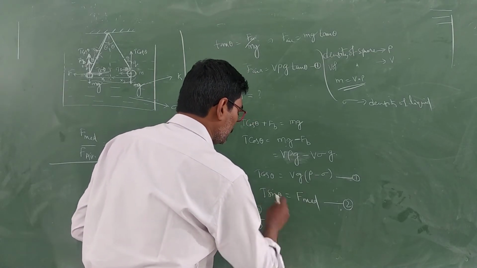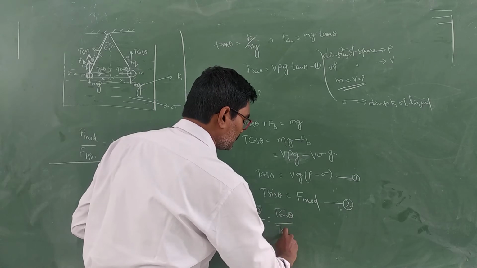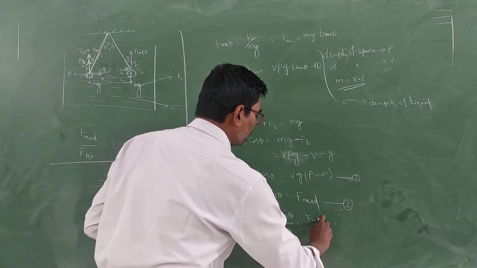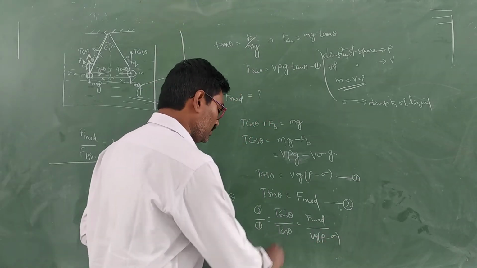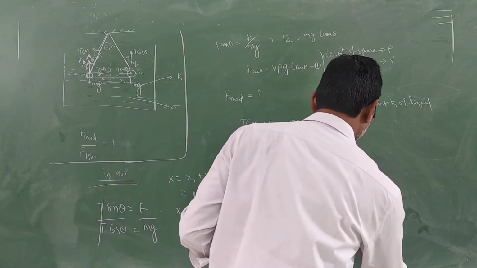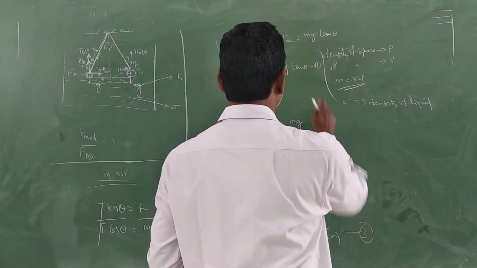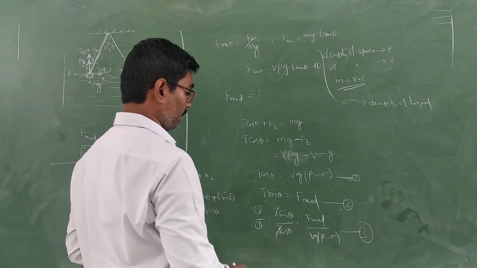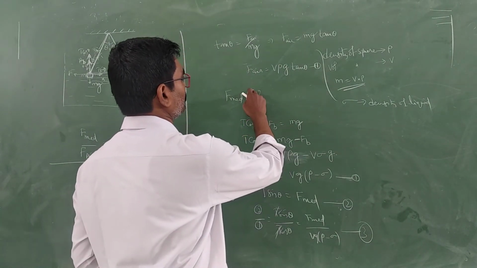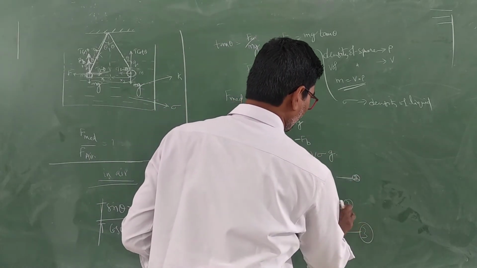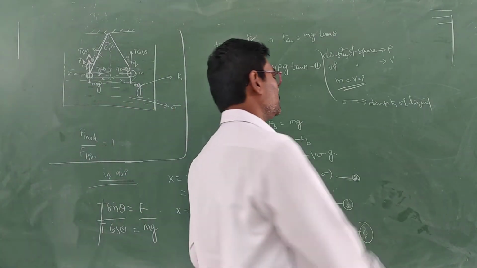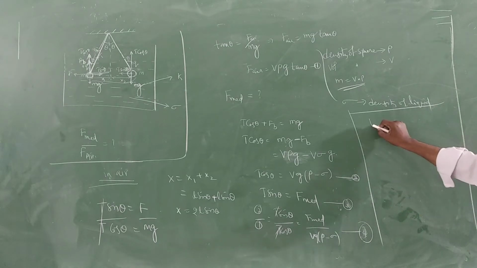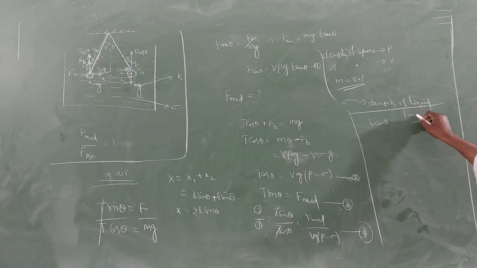What will you get? T sin theta by T cos theta is equal to F medium by Vg into (rho minus sigma). T cancels. Already 1 is given, and this is given as 2, 3. Now you see this: sin theta by cos theta, how much? Tan theta. So tan theta is equal to F medium by Vg into (rho minus sigma).